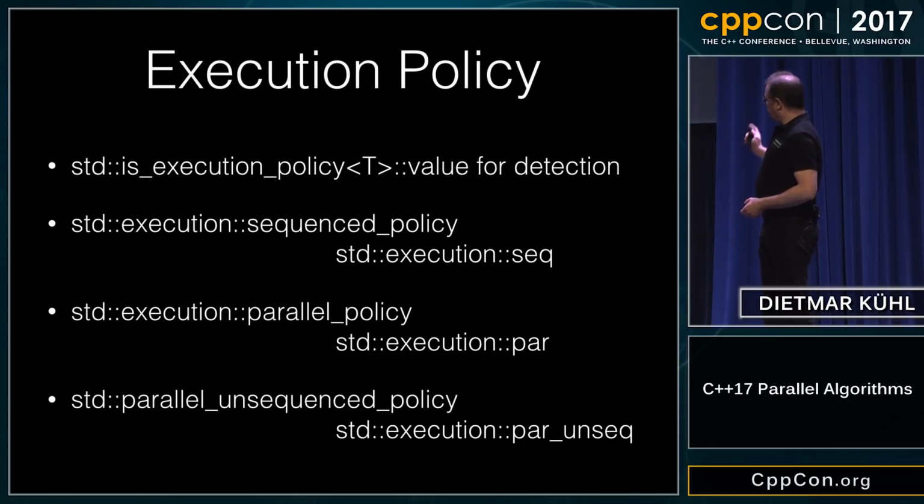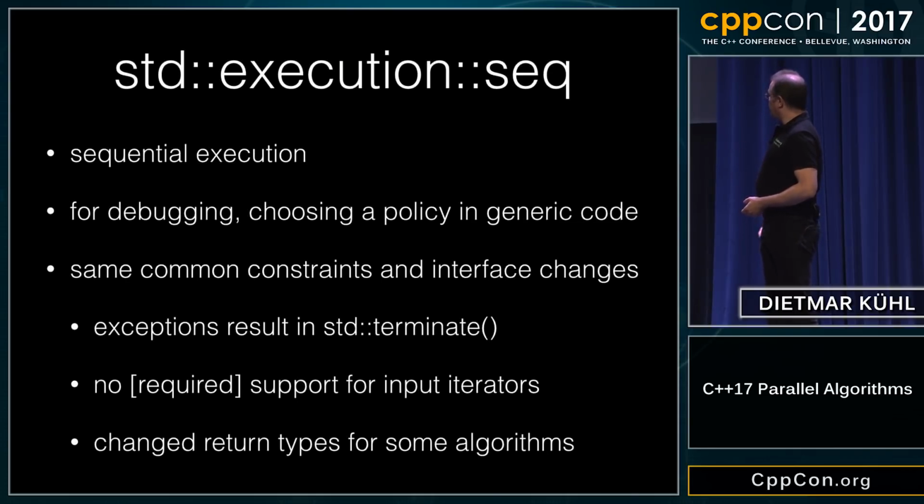So these are the three execution policies, and we'll quickly go over the constraints. There's execution seq, which is basically for sequential execution. That's a little bit weird. Why would I have an execution policy for sequential execution? One of the answers is it's for debugging. If you want something which behaves roughly the same with respect to all the other constraints as the parallel execution policies, you can use seq.